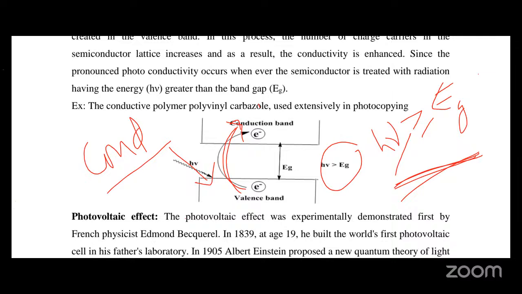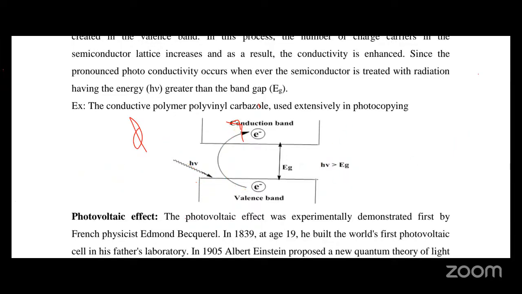This is the most important thing; we also have to understand the photovoltaic effect. So what is meant by the photovoltaic effect? With the help of that, we can get diodes and transistors.